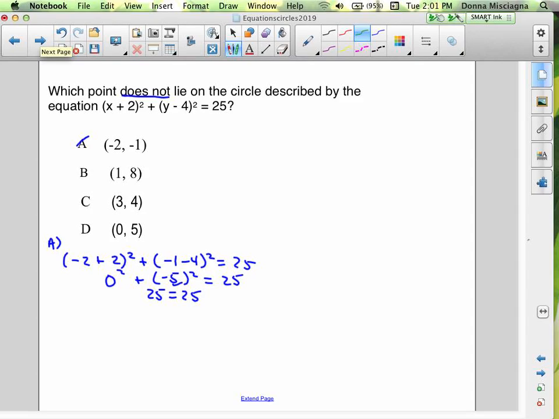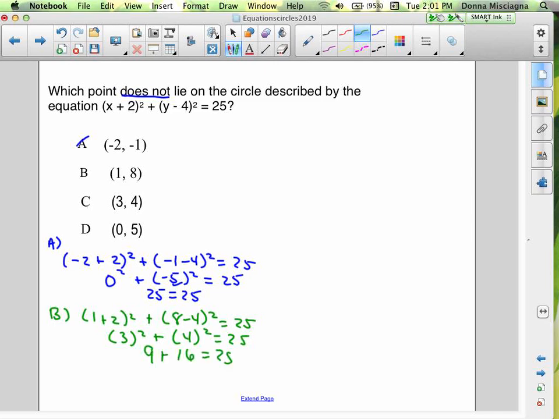Let's check B. I guess I'll write down here. So B: (1 + 2)² + (8 - 4)² = 25. 1 plus 2 is 3. 8 minus 4 is 4. 3 squared is 9, 4 squared is 16, and when you add those together, 25 does equal 25. So that one also checks out. That's not our answer. Let's check C now.